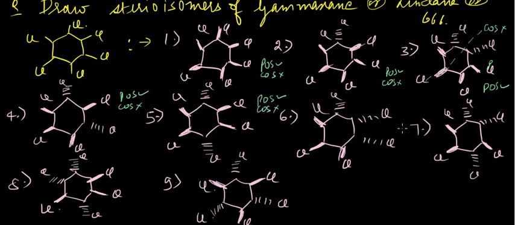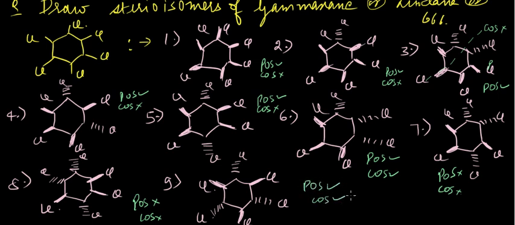Now in the seventh case, I think COS and POS. Oh, in the sixth case, COS and POS are both available. In the seventh case, POS is not present and COS is also not present. Okay. In the eighth case, same, POS is not present and COS is also not present. In the ninth case, yes, POS is present and COS is also present.